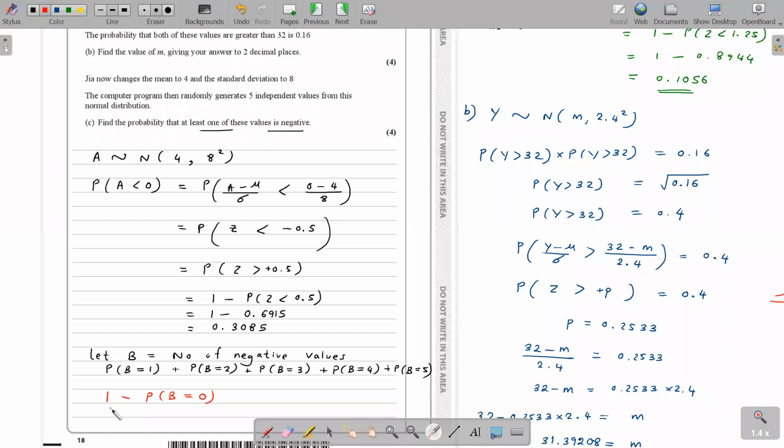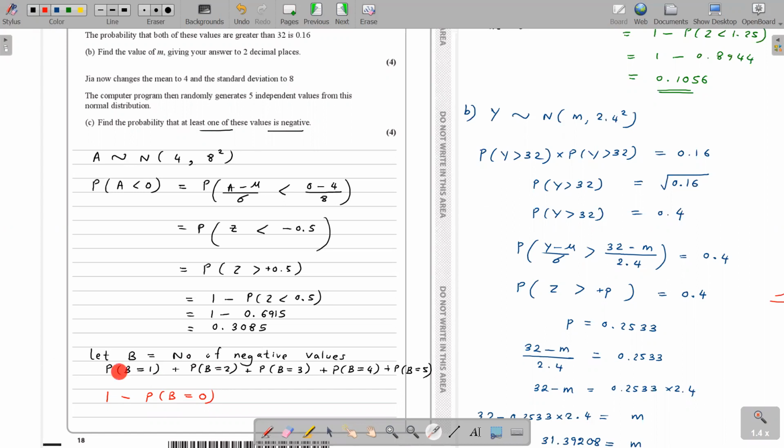Okay, so is this a little bit tough? If you go in this path, it's a lot more tough. This is the easiest way. For example, if you say B equals 1, it means out of the 5 values, 1 is negative and the other 4 are positive. If you go in this path, 2 values are negative and 3 values are positive. Getting the probability is a little bit difficult here.